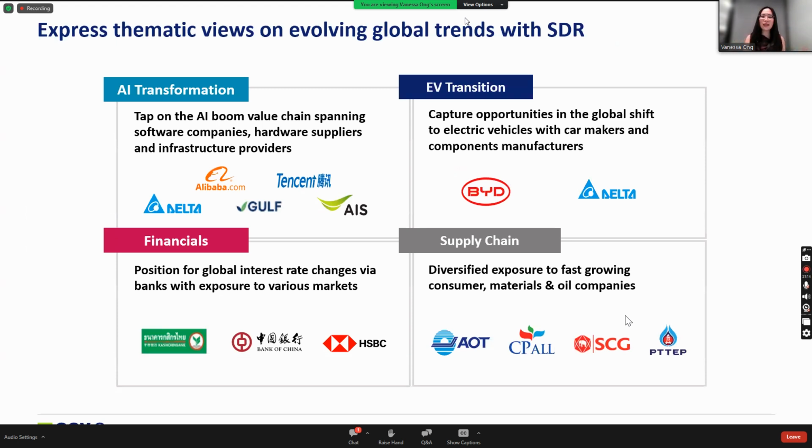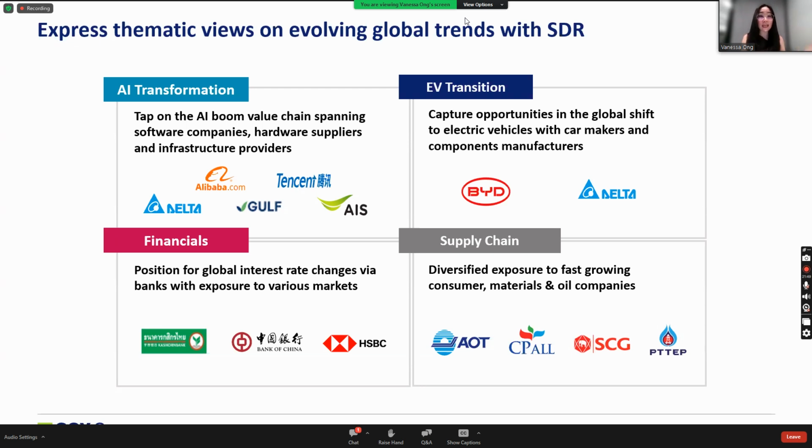So with our existing Thai SDR suite and now also with the Hong Kong SDRs, we now allow investors to express their thematic views across a broader range of sectors. So if you're someone who desires more growth-oriented opportunities, we have sectors from the AI transformation and the EV transition sector. On the other hand, if you desire more value or income-based sectors to generate a regular stream of dividends and income, we also have the financials and supply chain sectors to cater to your preferences.